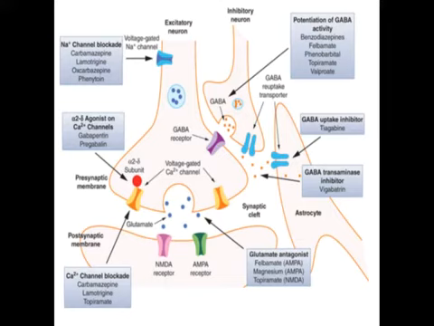Similarly, the next mechanism of anticonvulsant drug is to act on GABA receptor. Okay, so how do they act on GABA receptor? They bind to GABA receptor, and they will perform their function.